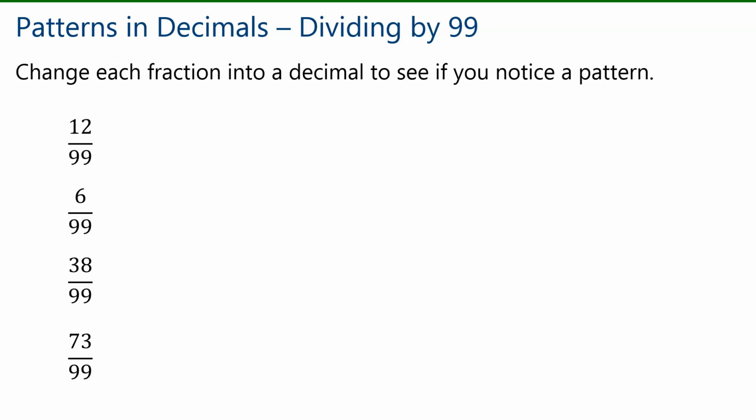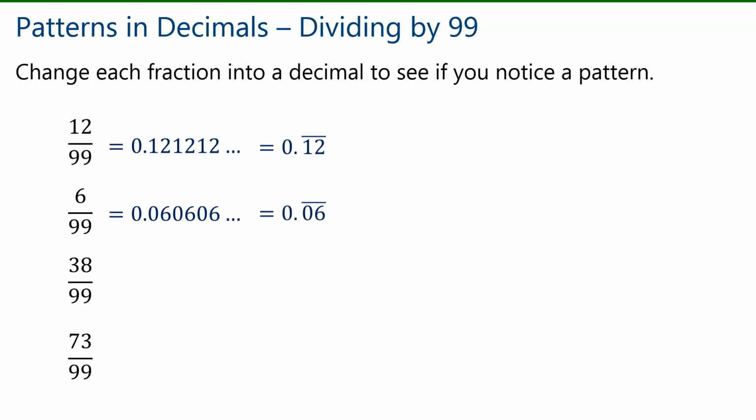Now for this set of fractions, we're going to be dividing by 99. So we'll see if there's a pattern here. 12 divided by 99 is 0.121212 repeating. And I can write it like this using bar notation, putting a bar over the 1 and the 2. 6 divided by 99 is 0.060606. So it'll be written like that.